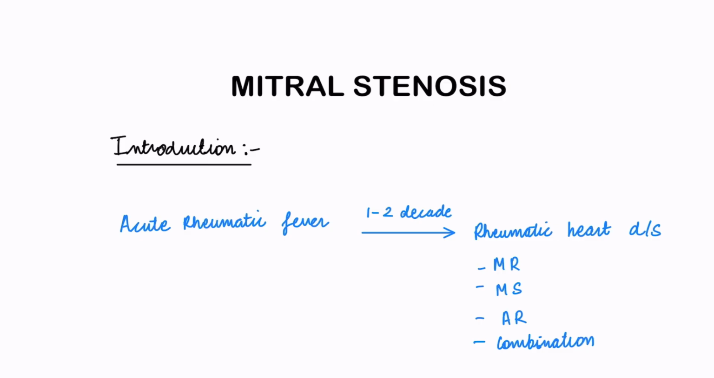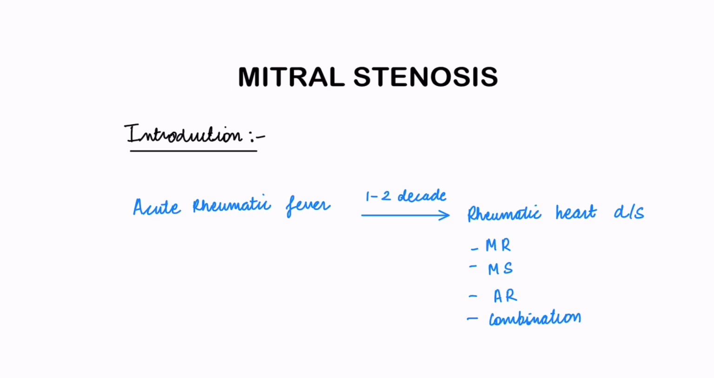So let's start with the topic mitral stenosis. What happens is during childhood when someone gets infected with group A beta hemolytic streptococci infection, they can develop acute rheumatic fever. Now what happens is 1 to 2 decades after that episode, they can develop rheumatic heart disease, which can include mitral regurgitation, mitral stenosis, aortic regurgitation, or a combination of the above.